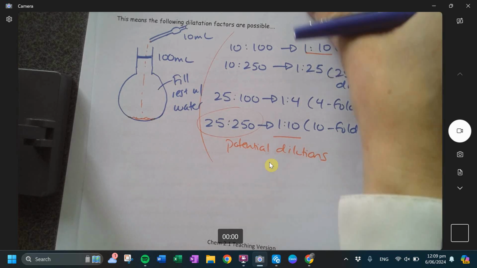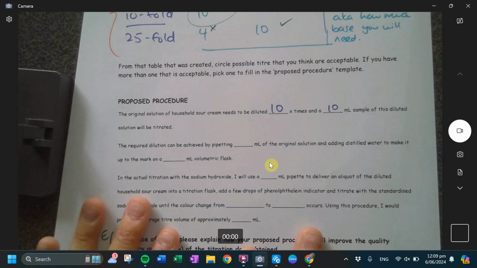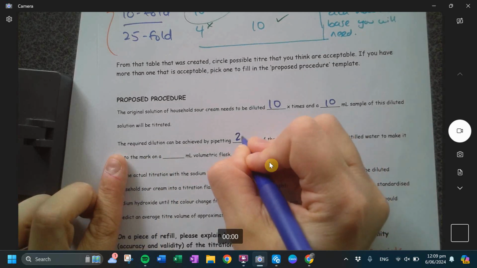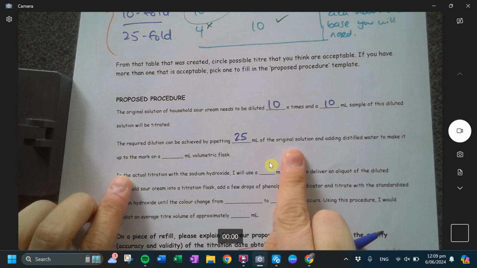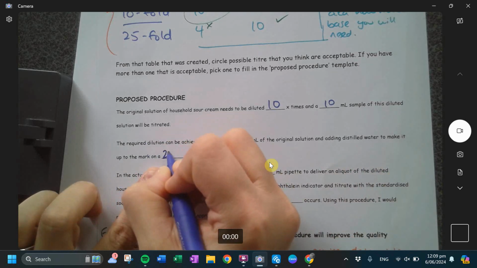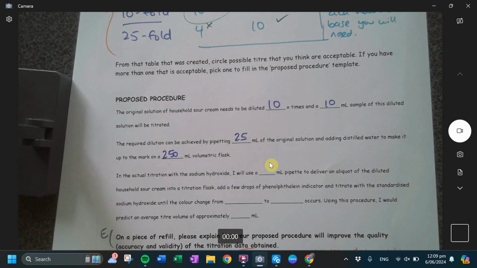Okay? So I need to explain then how do I dilute it. So for the required dilution, by achieving this, I would pipette 25 milliliters of the original solution, and I would add distilled water to make it up to the mark of a 250 milliliter volumetric flask. That makes a 10-fold dilution, doesn't it?